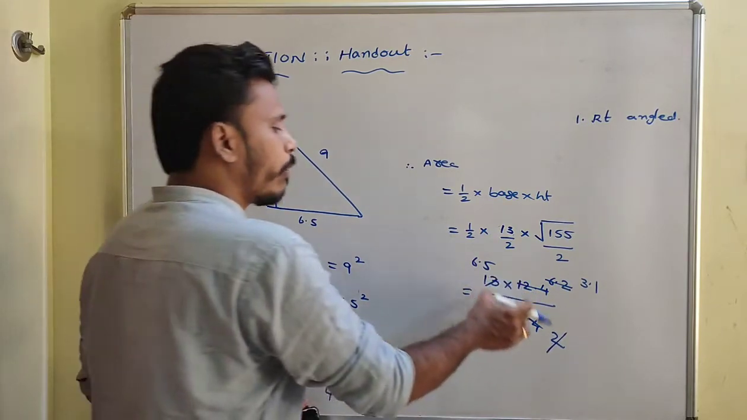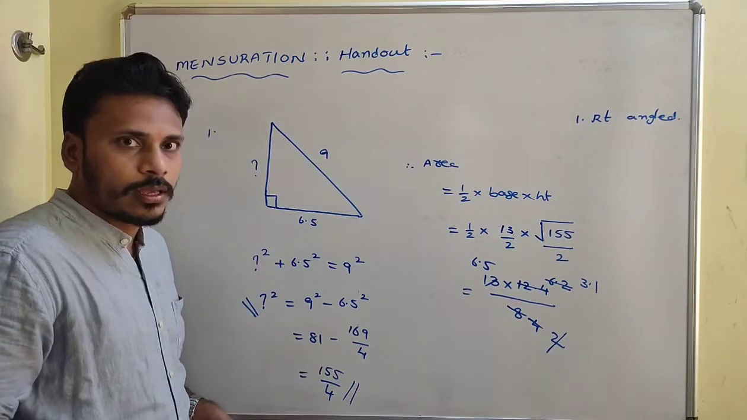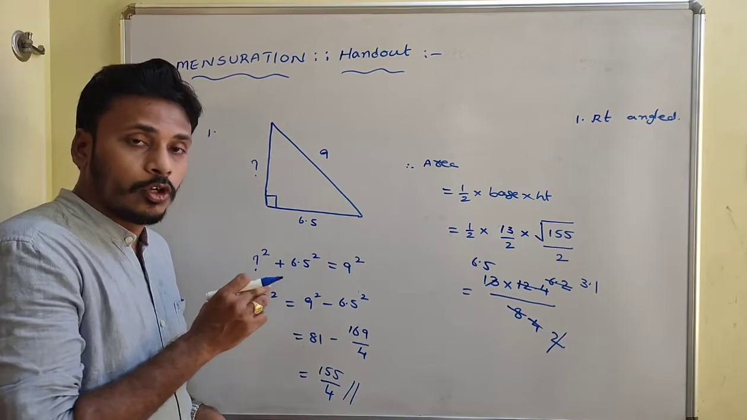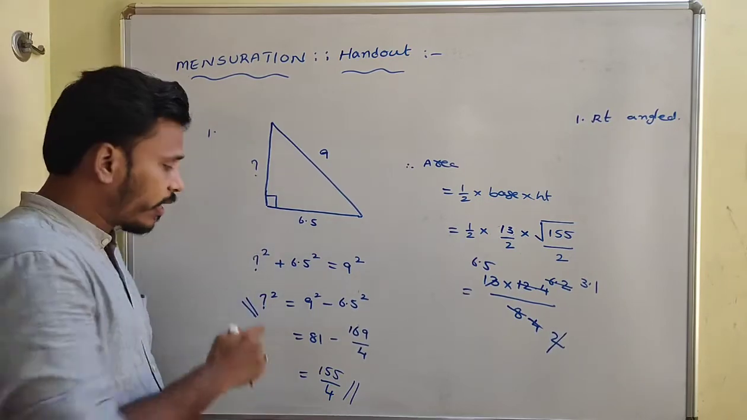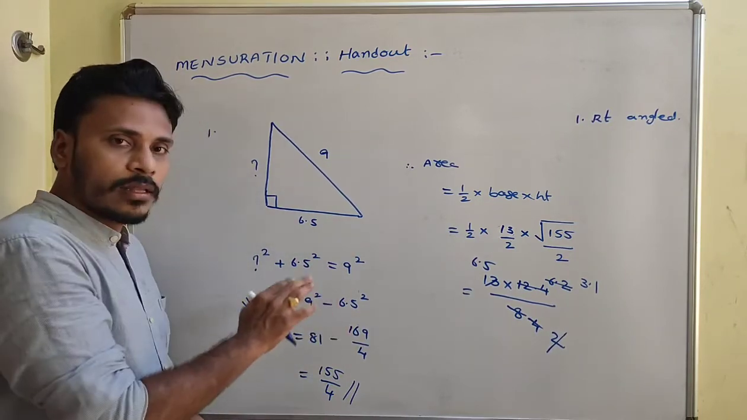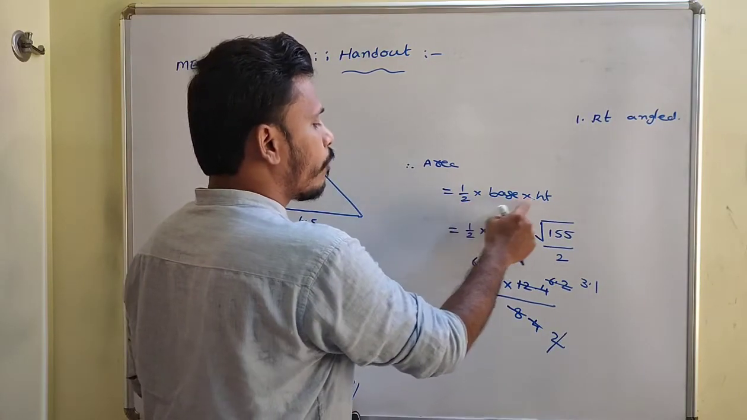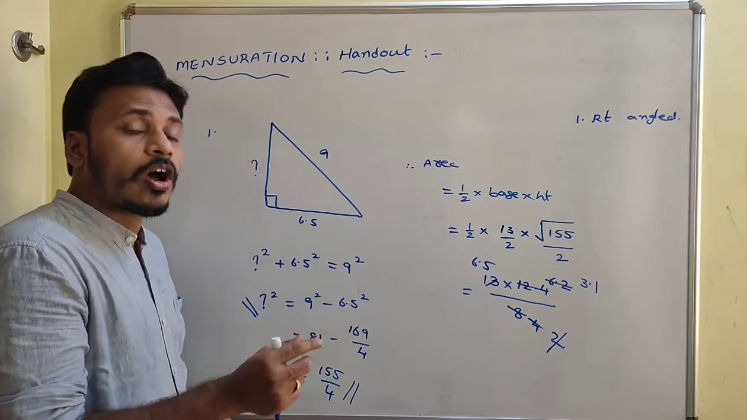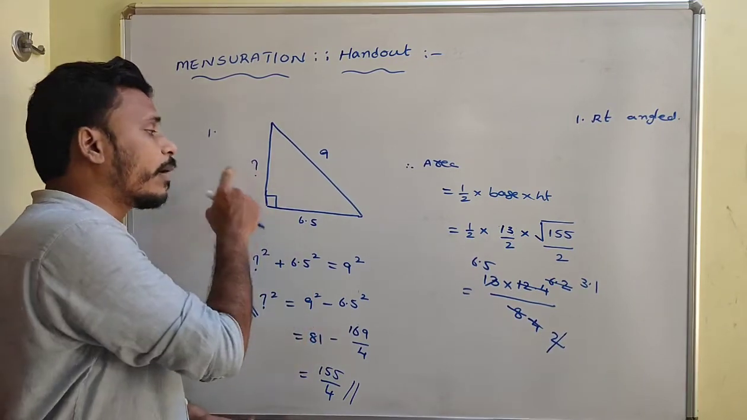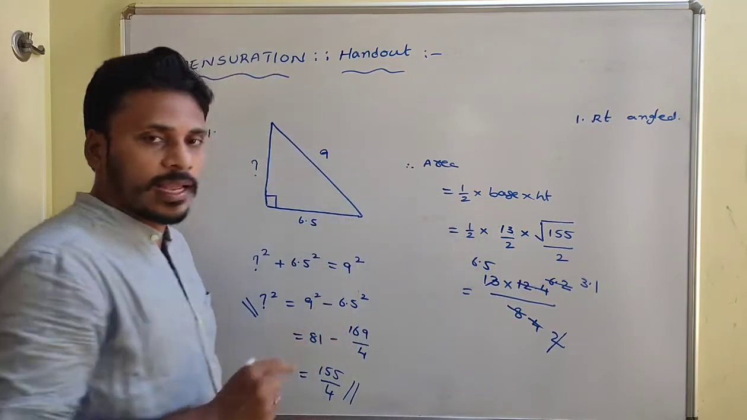At the end, this simplification and calculation part is very normal. But from this problem you need to know how to calculate the other side of the right angle triangle using the Pythagorean result. That is one aspect. How to calculate the area by the formula half base into height is the other aspect. So pay attention to the way of calculating the missing side of the right angle triangle as well as the area of the right angle triangle.